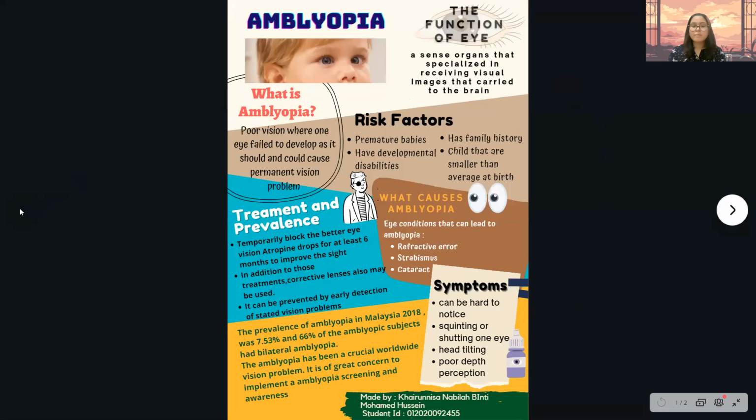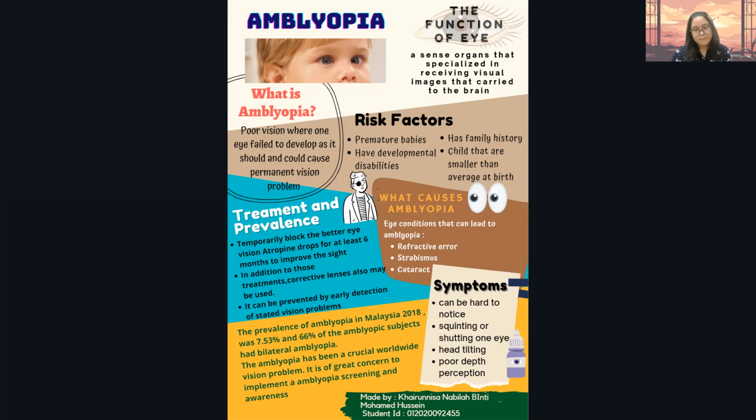This is my poster about amblyopia, a sensory eye organ disease. First, I'm going to explain the function of the eye. Eyes are the organs of the visual system. They have the ability to receive and process visual details, as well as enabling several photo response functions that are independent of vision. The eyes will detect light and convert it into electrochemical impulses in neurons.